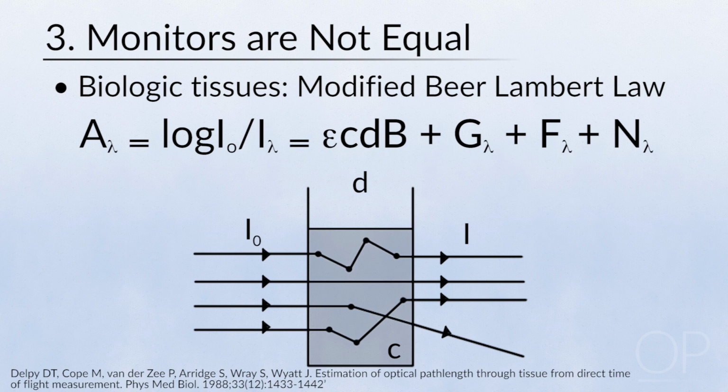So commercial manufacturers use a modified Beer-Lambert law, in which you need to add a factor shown as B, referred to as the differential path length factor, which relates to the optical properties of the tissue. You need to add G, which is light lost to scattering at that wavelength. F is the background absorption by non-oxygenation chromophores, and N is the instrument error. And the different manufacturers adjust these factors in their algorithms in different manners, which are not described, and thus monitors are similar but not equal. So let me show you some examples.